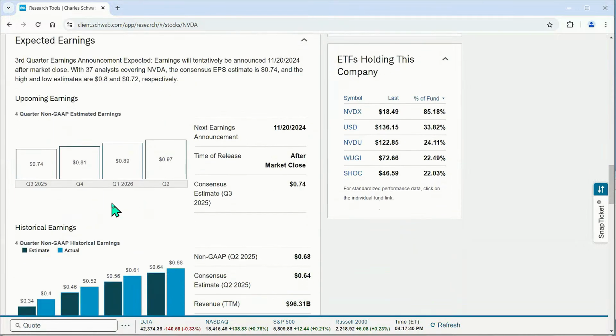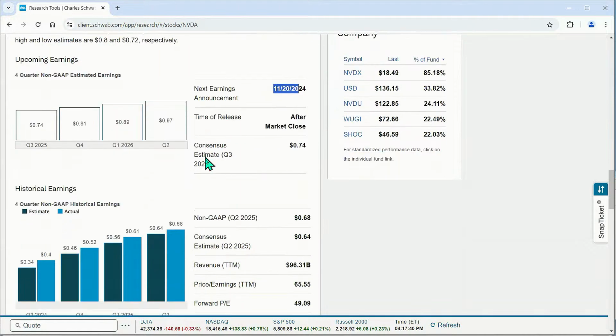This is upcoming earnings. How do we know upcoming earnings? We don't. They're estimated earnings. Next one comes on November 20th. The consensus estimate is 74 cents for Q3 here.